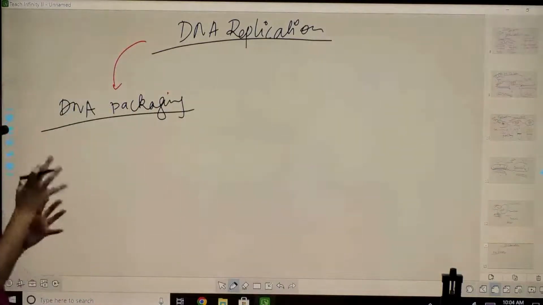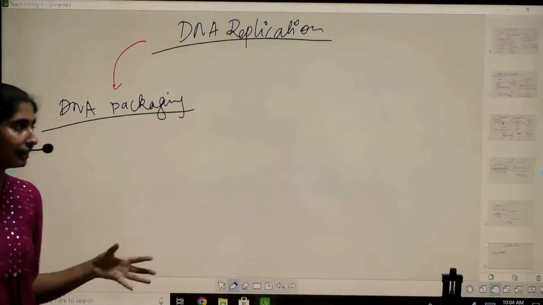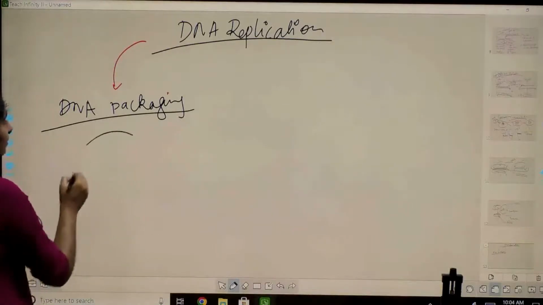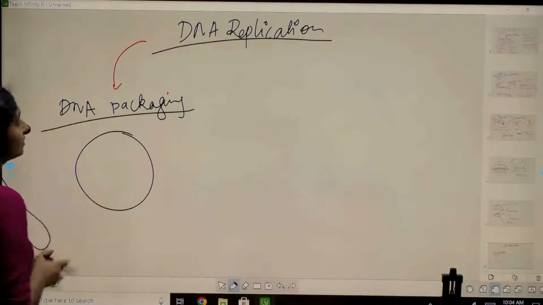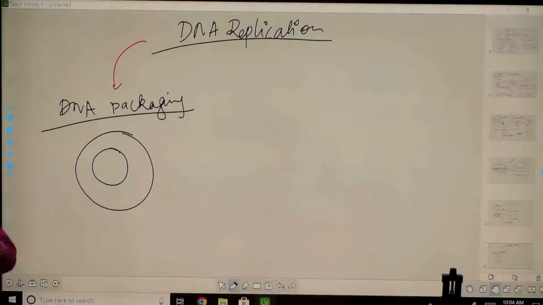Now because DNA is such a long macromolecule, it is very, very lengthy, it is packaged within a cell. In the cell also, within a nucleus, it is packaged. So what helps DNA to package?